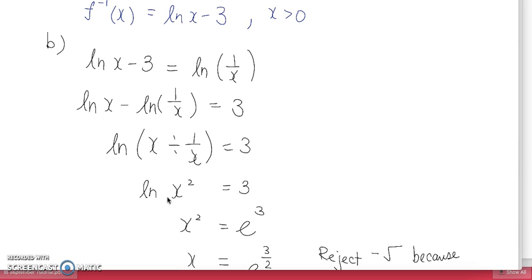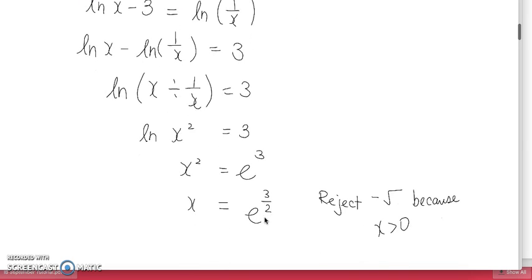Rewrite this in exponential form. You have x squared equals e to the power of 3. Keeping in mind that the domain of these functions is x greater than 0, so when I square root both sides of the equation, we can reject the negative square root. And so our final answer will be x equals e to the power of 3 over 2.